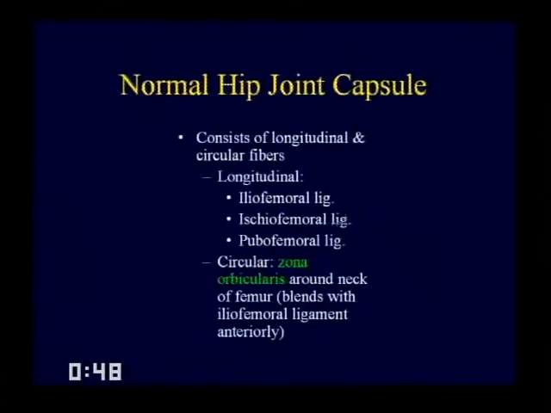Now, the normal hip joint capsule consists of both longitudinal and circular fibers. The longitudinal fibers consist of the iliofemoral ligament, the ischiofemoral ligament, and the pubofemoral ligament. There are also some circular fibers, which I kind of had to draw in here, called the zona orbicularis, which is around the neck of the femur and blends with the iliofemoral ligament anteriorly.